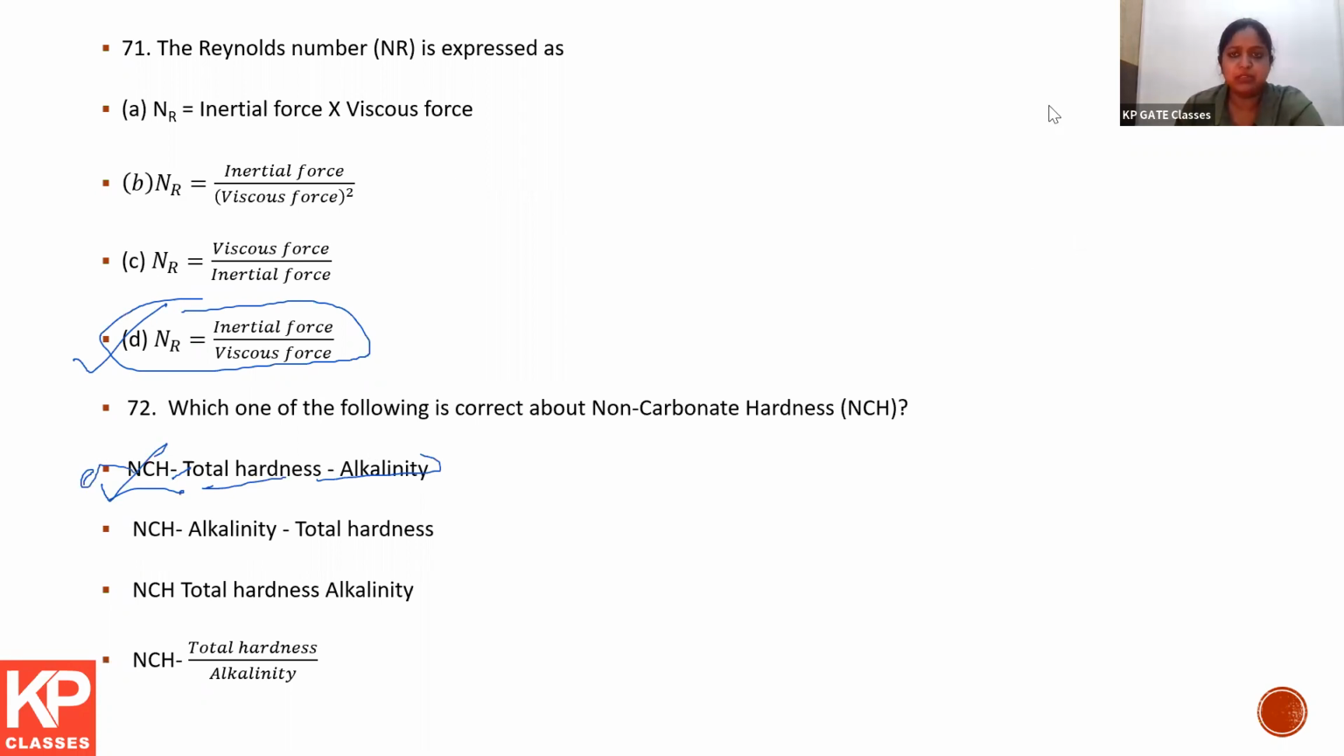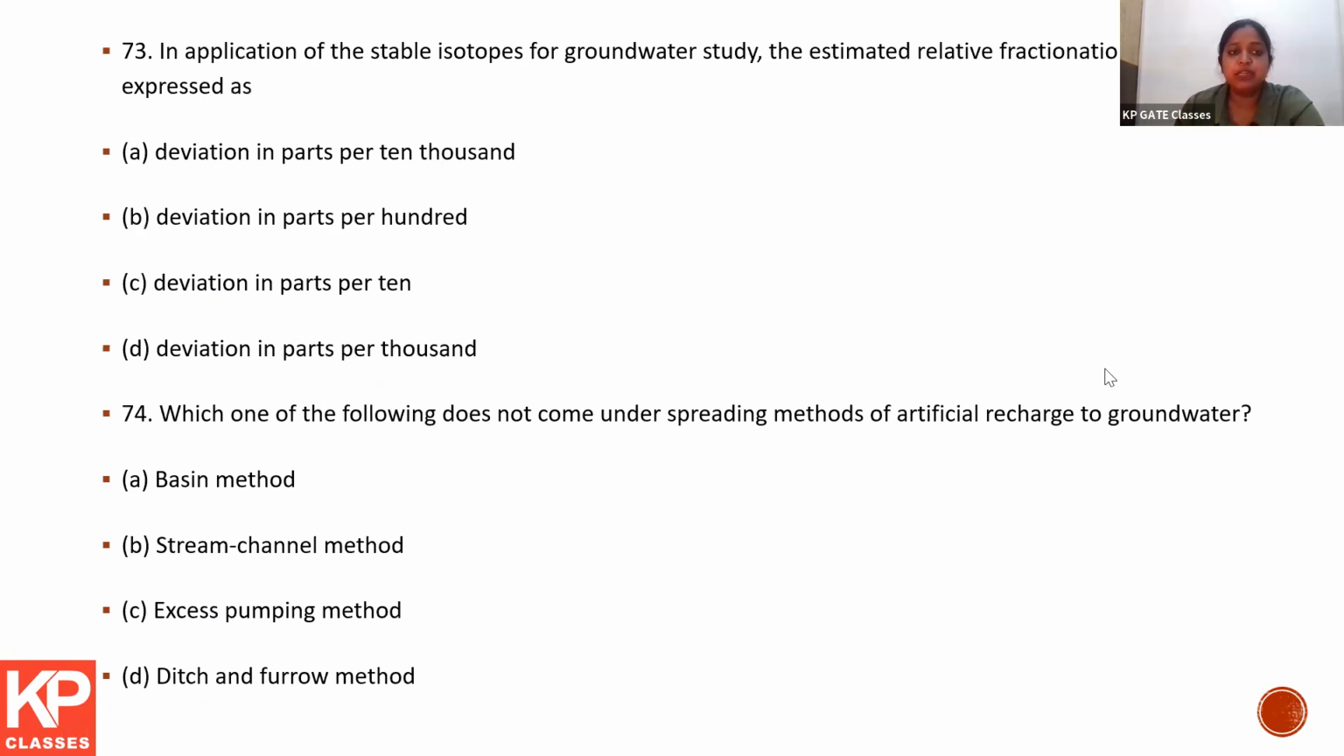The direct questions. Next one, in the application of stable isotopes for groundwater study, estimated relative fractionation is expressed as deviation in parts per 10,000, deviation in parts per 100, deviation in parts per 10, deviation in parts per 1,000. This is the PPT, deviation in parts per 1,000. Stable isotope fractionation is expressed in parts per 1,000.